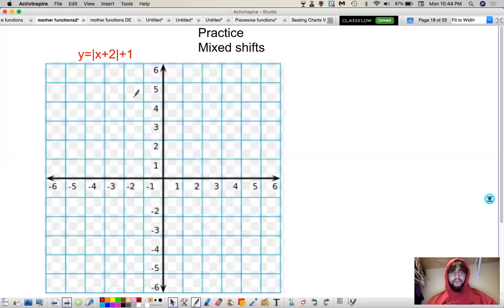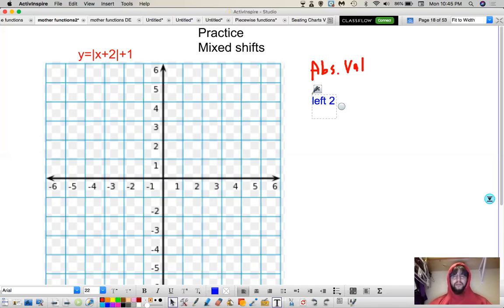So let's try some. Let's get in the habit of writing down what we're doing. First, what kind of mother function is it? Absolute value. I'll abbreviate. What kind of shifts do I have? Left 2, up 1. So start with those basic points.